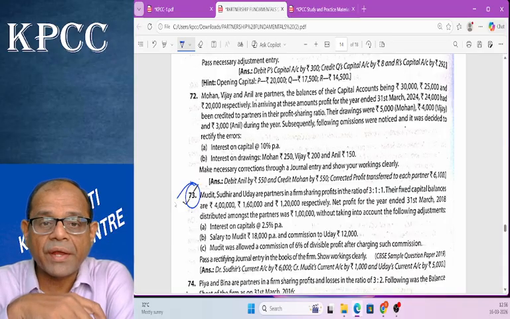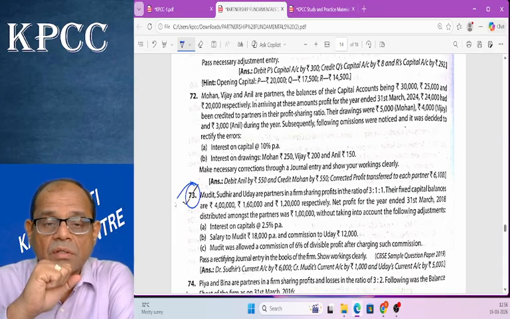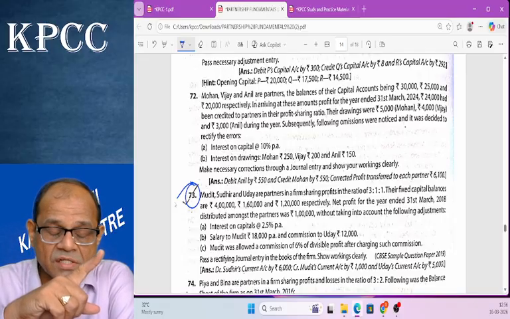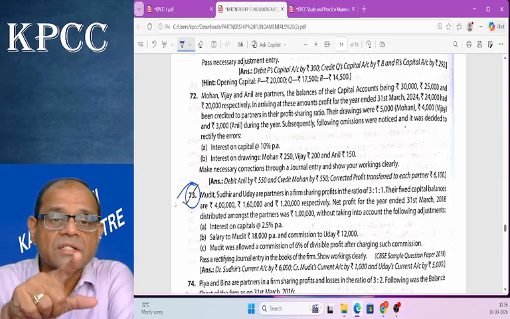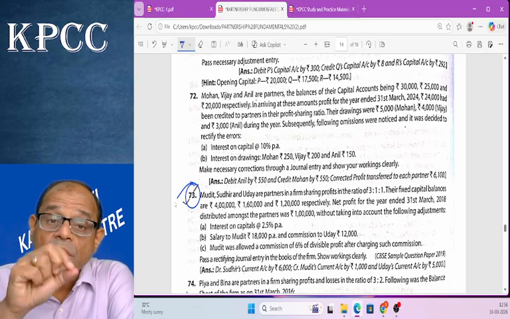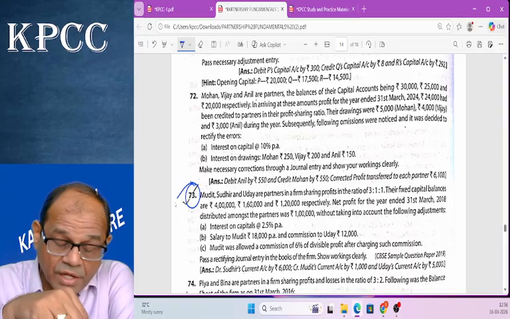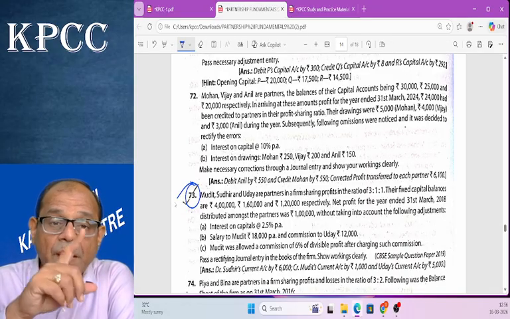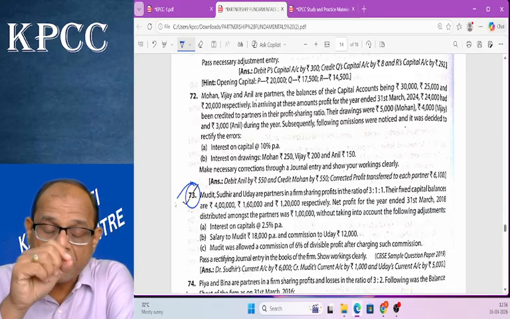Now how will you rectify? For that there is a process. You cannot go back into the financial statements, delete the wrong things and insert the correct things. That is not allowed. You can rectify. These are all errors, and errors can be rectified by passing journal entries, rectifying entries.